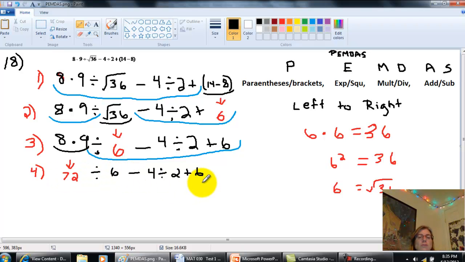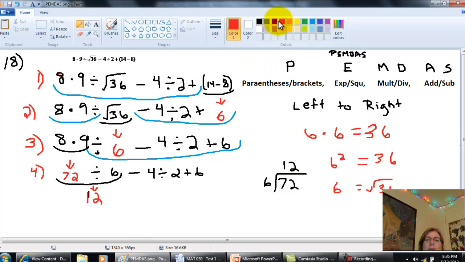6. So work left to right. Order of operations. So multiplication division comes first. So we do this first. So we have the answer of 12 here. And that begins our fifth line here. Fifth line across. Now we bring down the rest of the problem here.